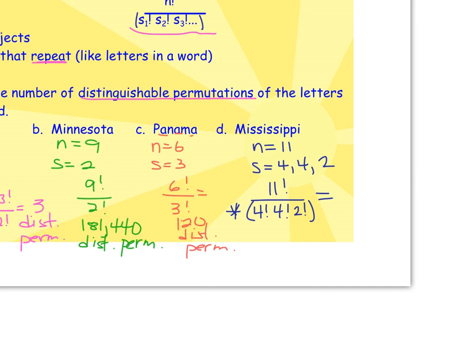Even with all that repetition, there are 34,650 unique ways we could rearrange the letters in the word Mississippi. So 34,650 distinguishable permutations. And that's lesson 10.1.